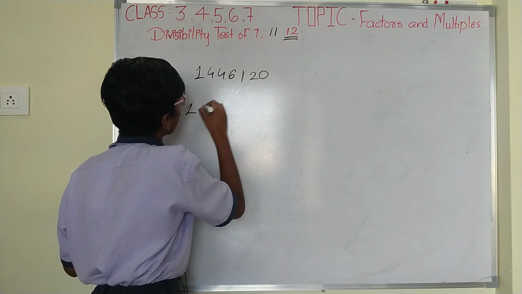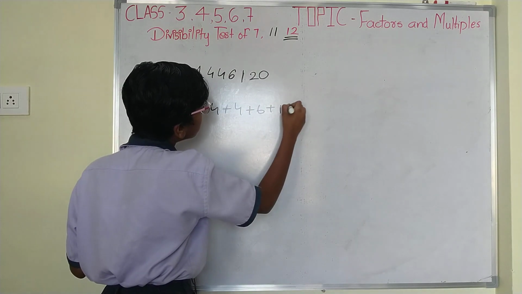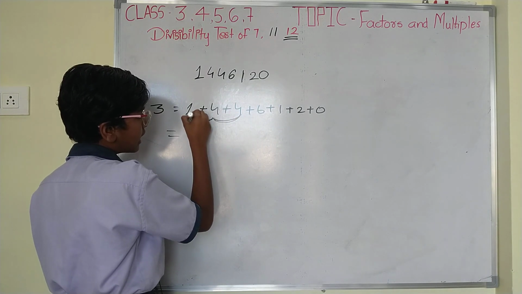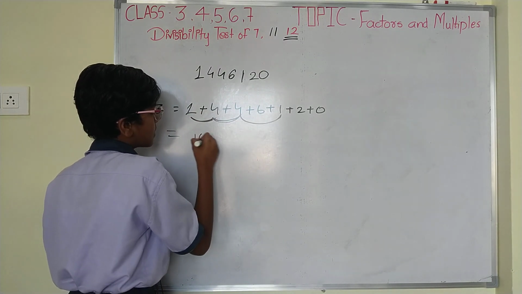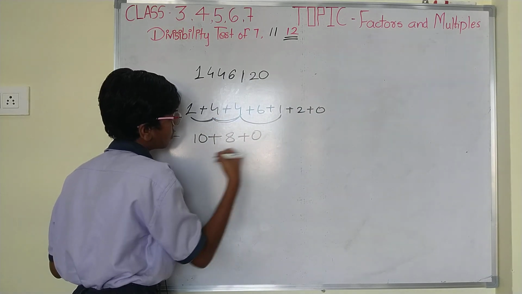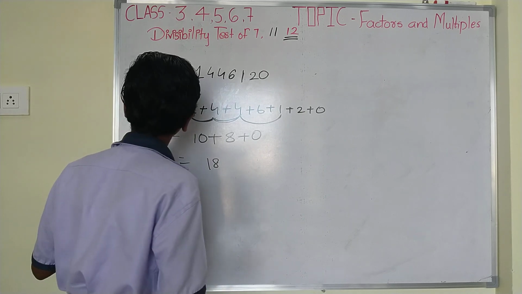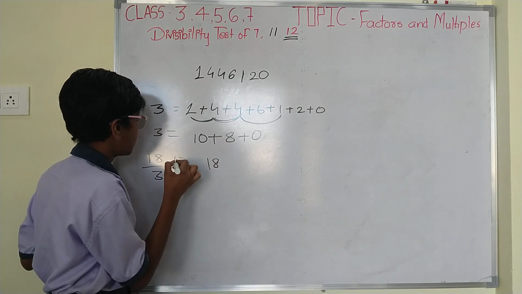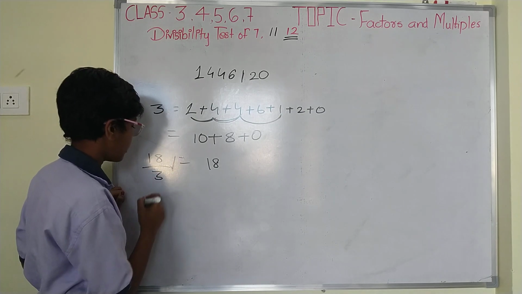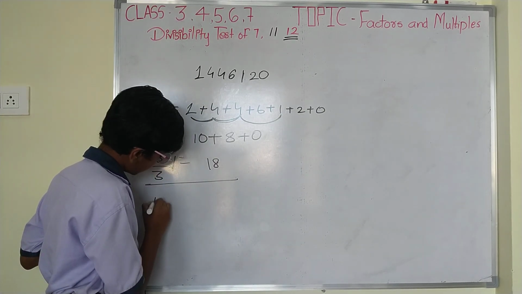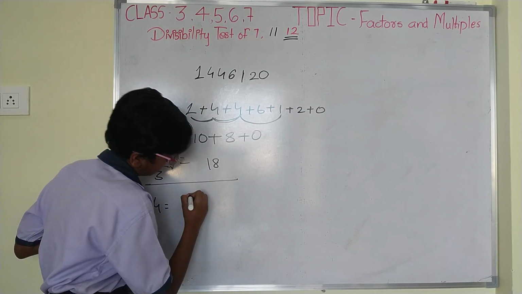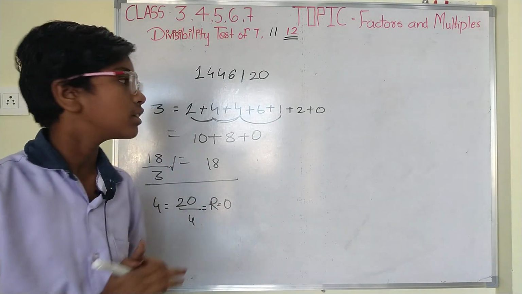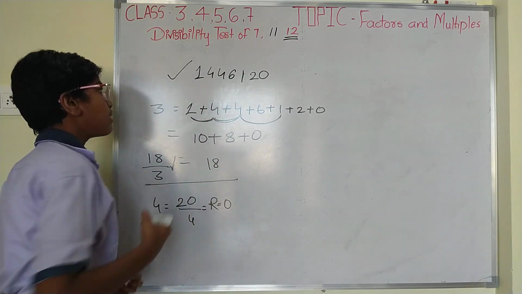Sum, so 1 plus 4 plus 4 plus 6 plus 1 plus 2 plus 0. 0 has no value, so gone. 4 plus 4, 8. 8 plus 1, 9. And 9 plus 1 is 10. So 10 plus 6 plus 2 is 18. Only 18 you will get. Now here I'll write that 18 upon 3 is possible. Right? So now for 4, we take the last two places, 20 upon 4. Remainder equals 0. So gone. This number is divisible by 12.